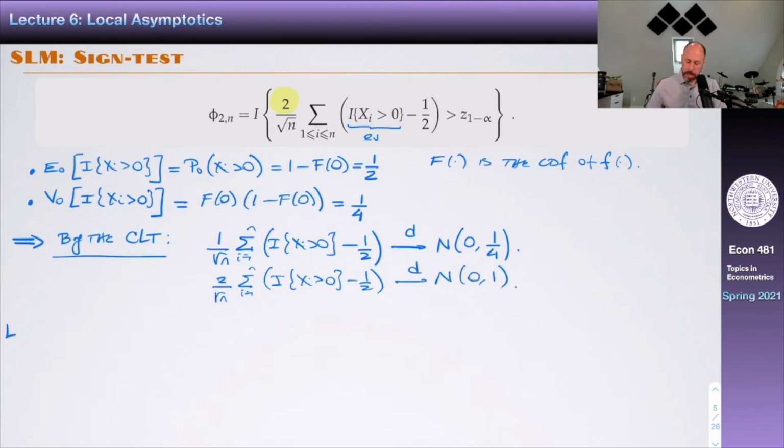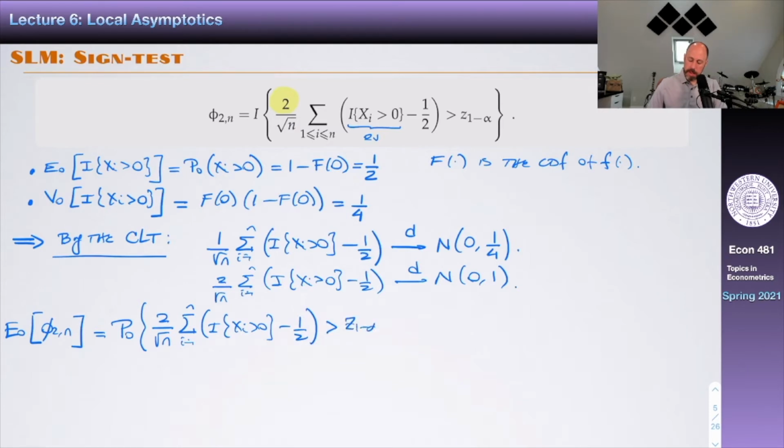So then the expected value under the null of this second test, phi 2n, which is the probability under the null, 2 over square root n, sum from 1 to n of our indicator that the variables are positive minus a half greater than z1 minus alpha, converges to 1 minus the CDF at z1 minus alpha, which is alpha.